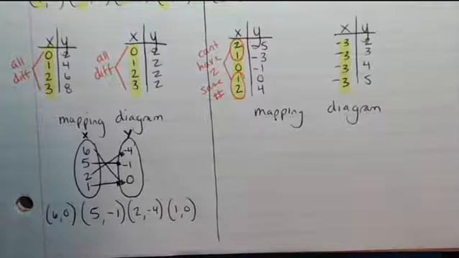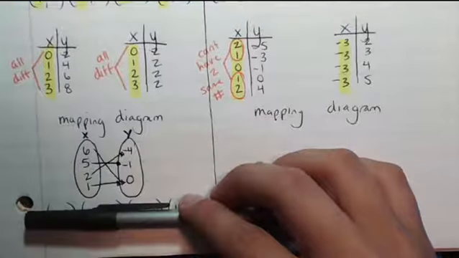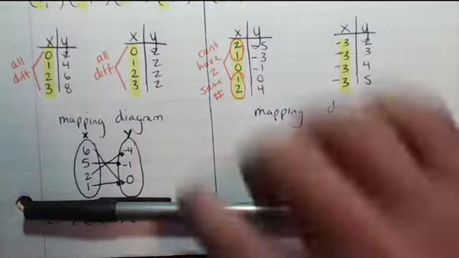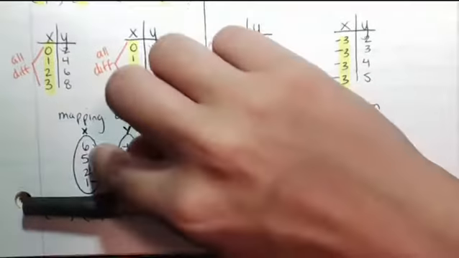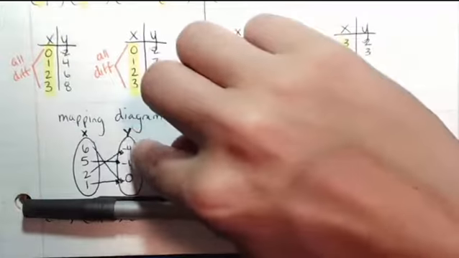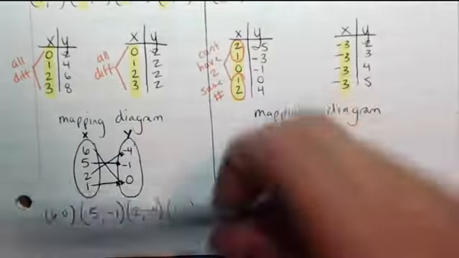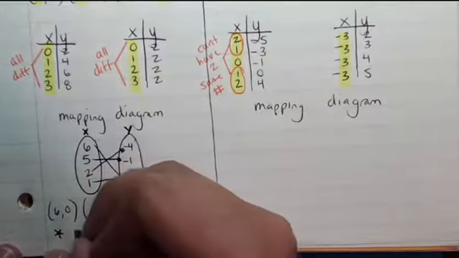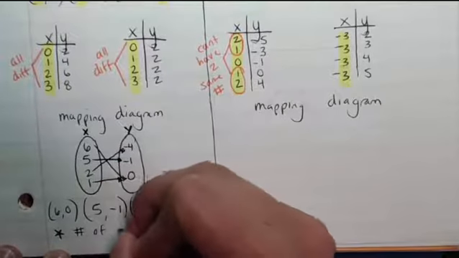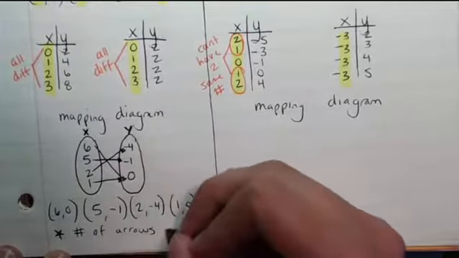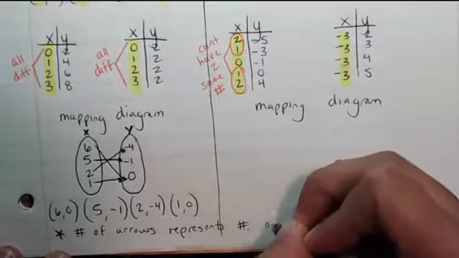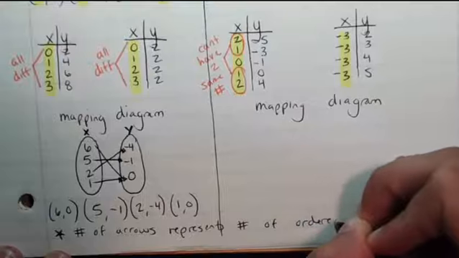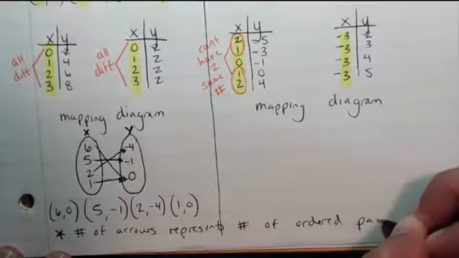Okay, so this is the mapping diagram. Now, they're not going to give you the ordered pairs written out, so it's never going to look like that. It will look something like this. And what you have to remember is, even if the numbers are uneven, because again, I had 4 in the X column, 3 in the Y column, you have to remember that the number of arrows represents the number of ordered pairs, or points on the graph.